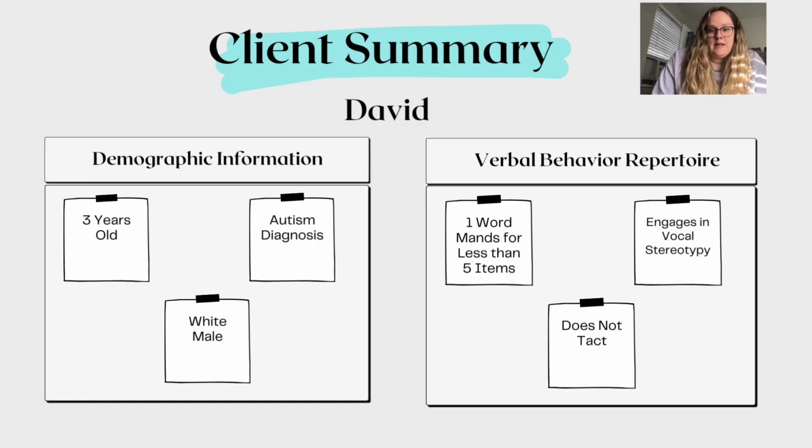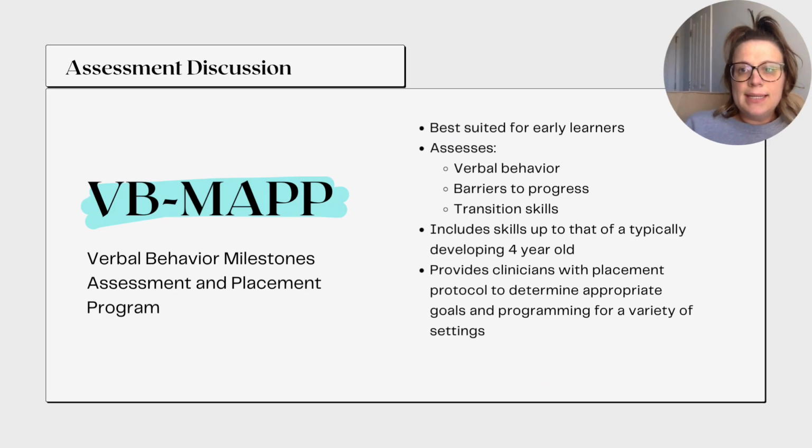Our client is named David. He is 3 years old. He is a white male and he has an autism diagnosis. For his verbal repertoire, he has one-word commands for less than 5 items, engages in vocal stereopathy, and does not tact. Let's talk about 2 possible assessments to use with this client, starting with the VB map.